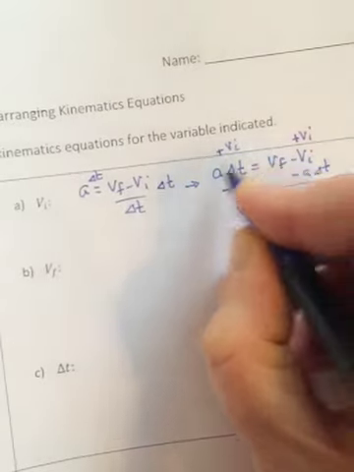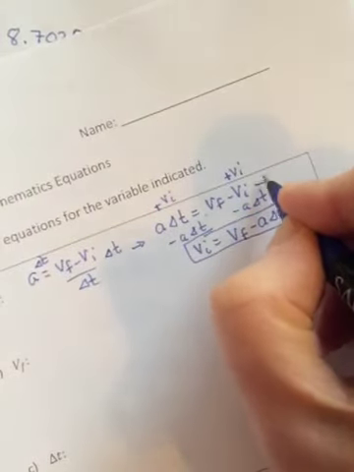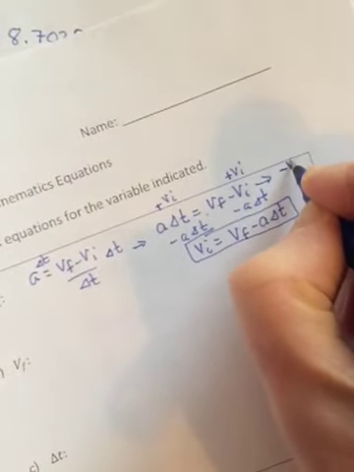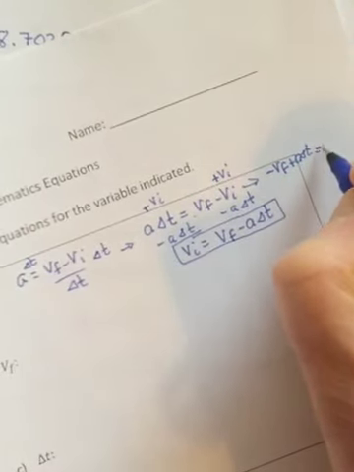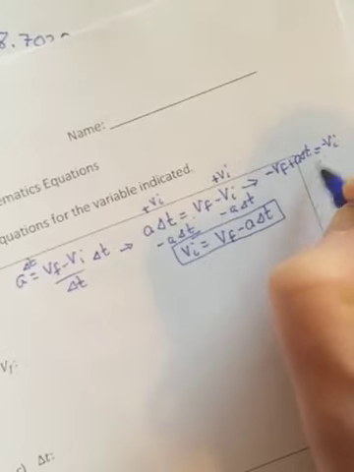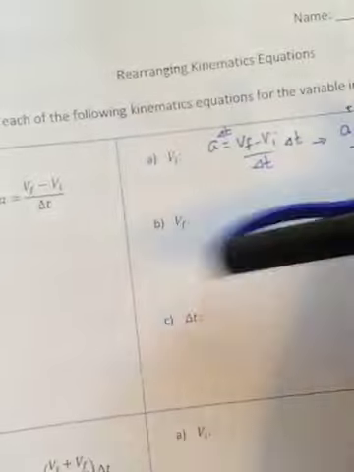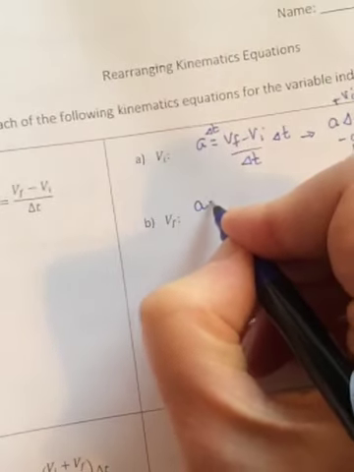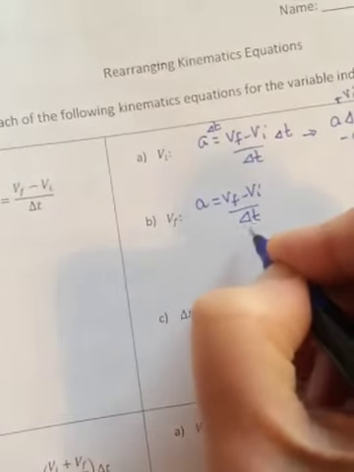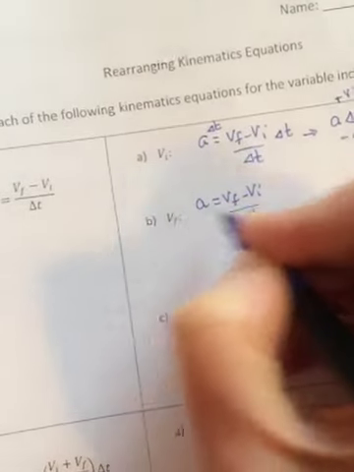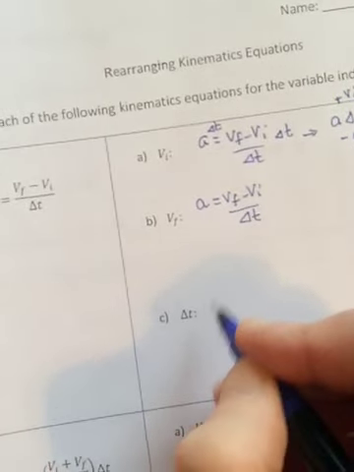If you did it the other way and subtracted the VF, you'd still eventually end up with the same thing. You would have negative VF plus A delta T is equal to negative VI, and then just multiply everything by -1 and you'd get that. Okay? Second one, same idea. Go back and start with A equals VF minus VI over delta T. Get the VF alone. So get rid of the delta T, get rid of the VI. And then for the third one, it wants the delta T alone.